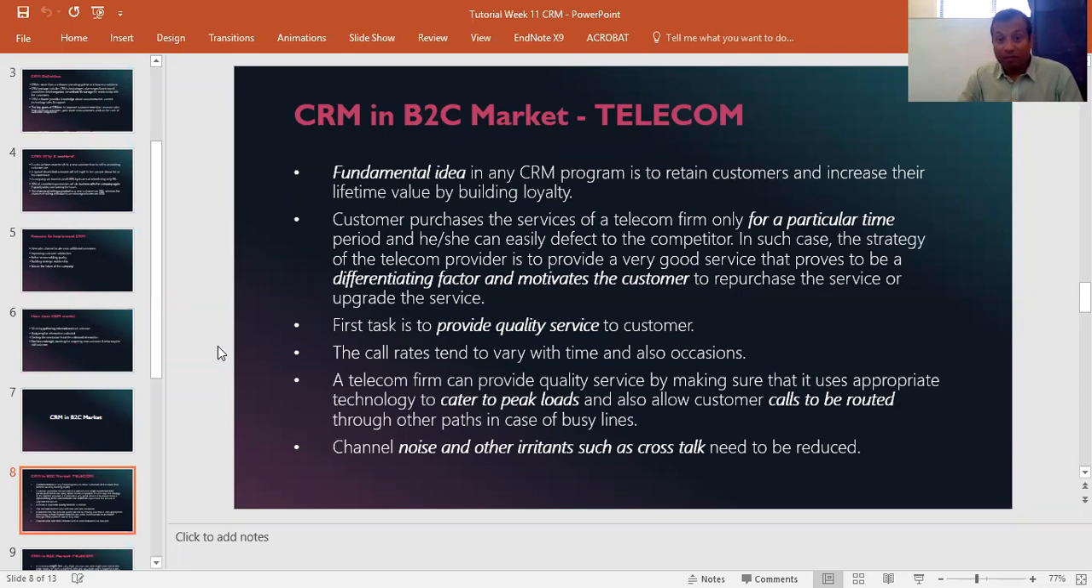The telecom firm can provide quality service by making sure that it uses appropriate technology to cater to the peak load, and also that calls are routed through different paths in the case of busy lines. I think we have noticed that sometimes you have issues and you try to talk with customer services. Last week I was having a home internet issue in my house, and many times when I interacted with Optus, they routed to Thailand. One time it went to Bangladesh, and one time it was India. So different customer executives, different calls in different places across the world.